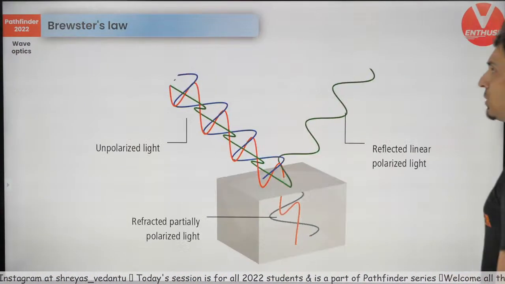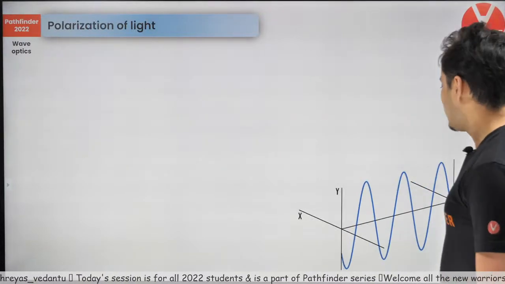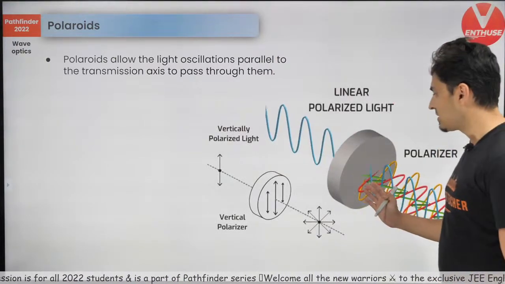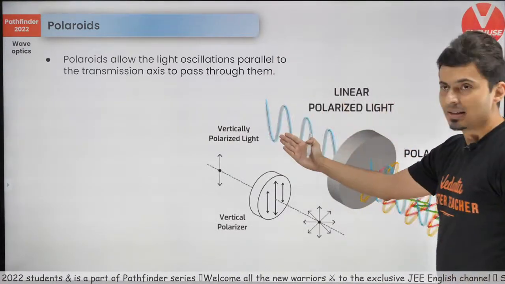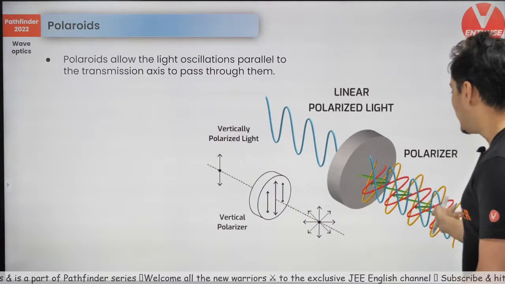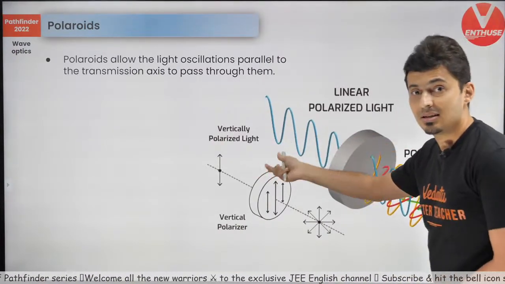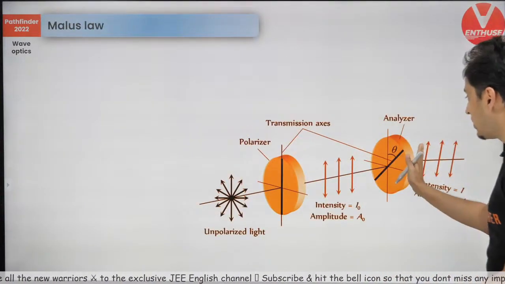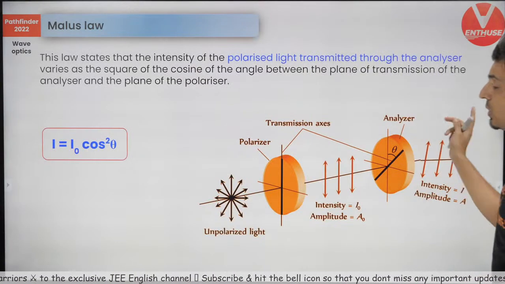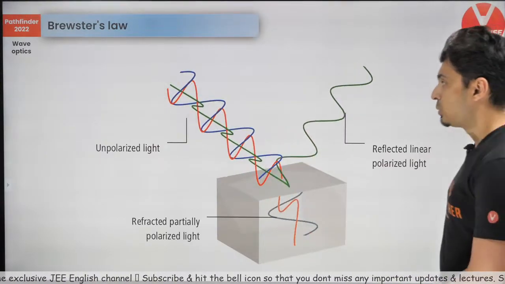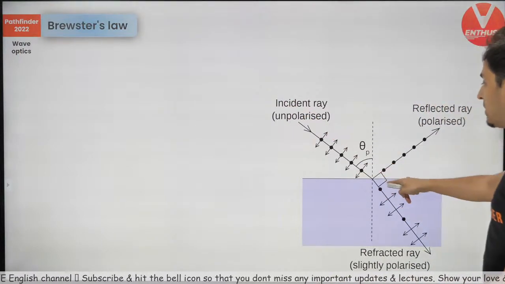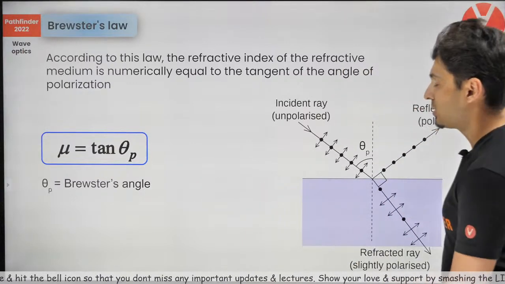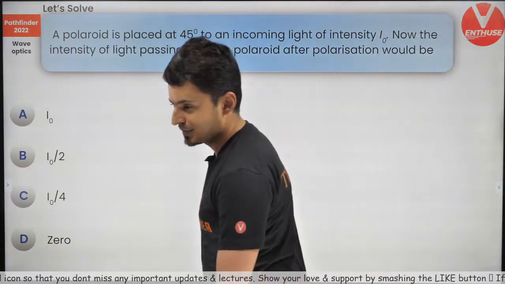So what all have we learned today in polarizers? A polarizer is nothing but a device which restricts different planes and allows only a certain plane of oscillation. If unpolarized light comes in, the intensity becomes half. Then when that light passes through another polarizer, only I naught cos square theta intensity will come out of it. Brewster's law is when unpolarized light falls on a medium, the reflected light becomes polarized at a specific angle, which is called Brewster's angle. Okay, let's solve the question.